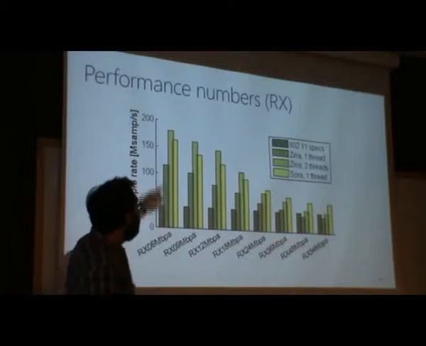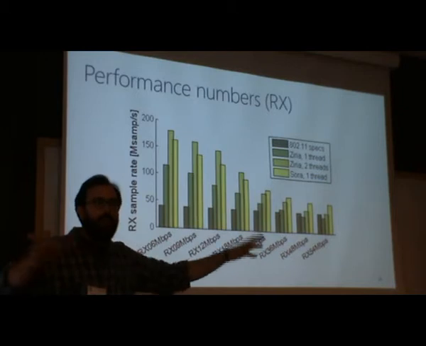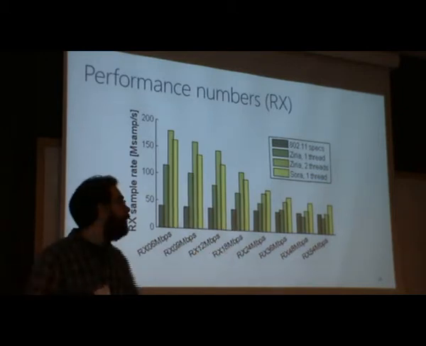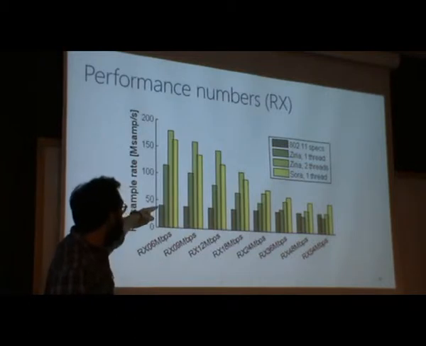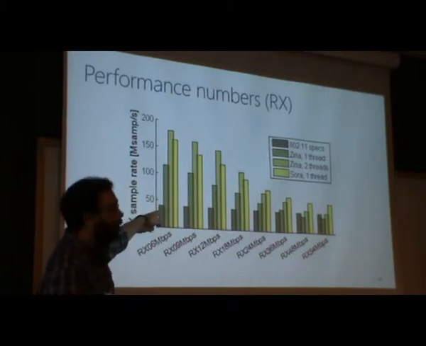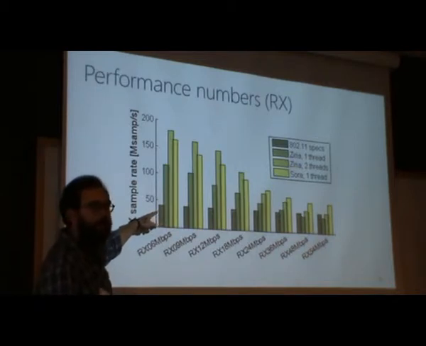Ziria in one thread. This is Ziria in two threads. I didn't describe the multi-threading model. It's just a top-level pipeline, coarse-grained multi-threading model. And we see that we are well above the requirements of the protocol, which is 40 mega samples per second. A sample is a 32-bit integer.